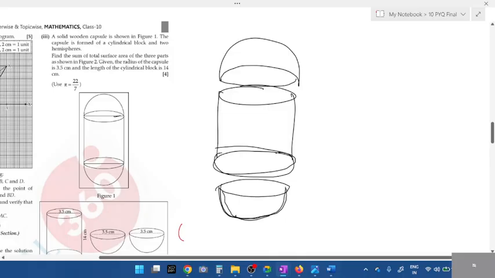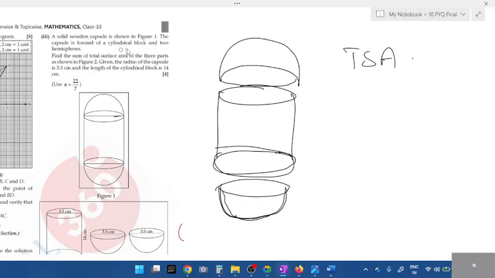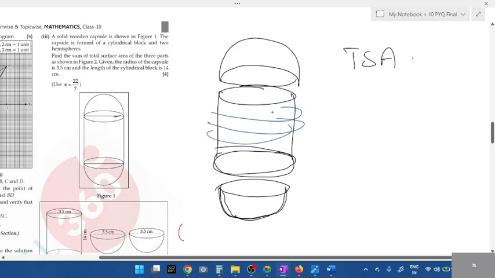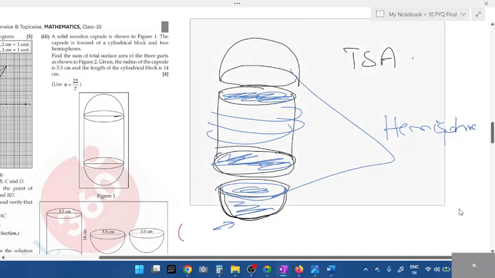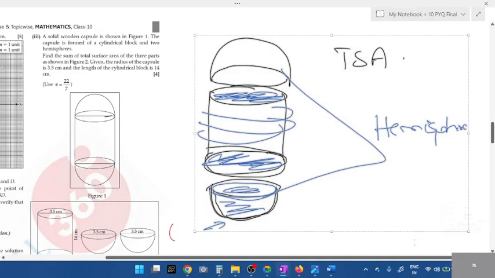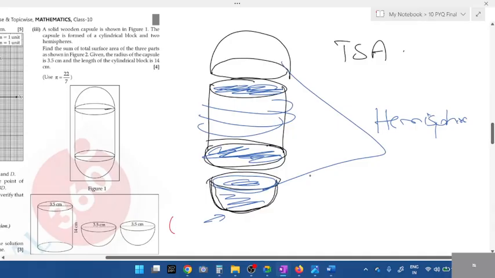And what are the values given? Find the sum of the total surface area. Okay, we need the total surface area. What do you mean by total surface area? It is the cylinder plus the top surface, right? Even for the hemisphere, the cylinder value plus the surface value. I'll tell you all the formulas. Next, there are two hemispheres. Look at the shape. Cylinder, hemisphere, and cone. Okay, so basically you have to add their total surface areas, students.